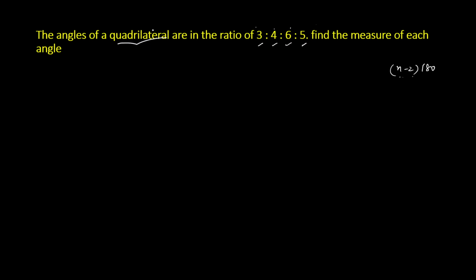So therefore angle 1 can be taken as 3x, angle 2 as 4x, angle 3 as 6x, and angle 4 as 5x. Ratio means we should not take the value as it is. This is not angle 1. With the ratio 3:4:6:5, we should take a multiple of 3 instead of directly taking 3. What should we take? A multiple of 3.